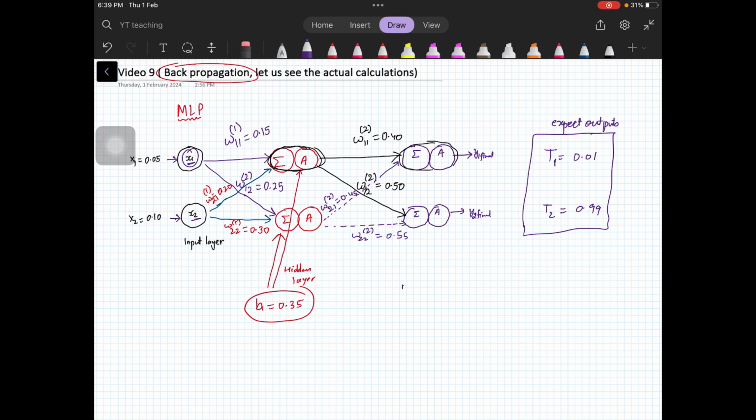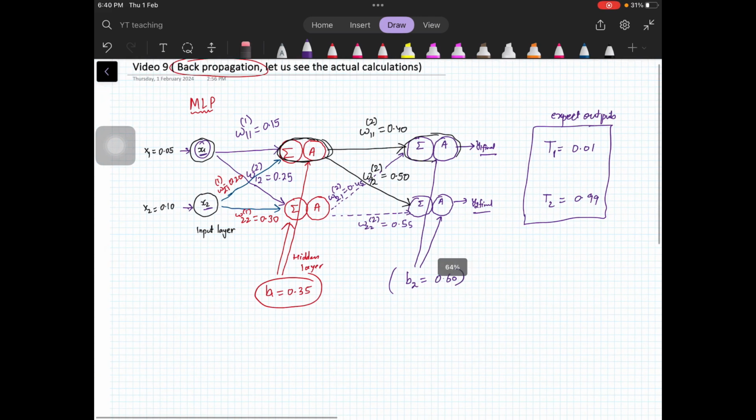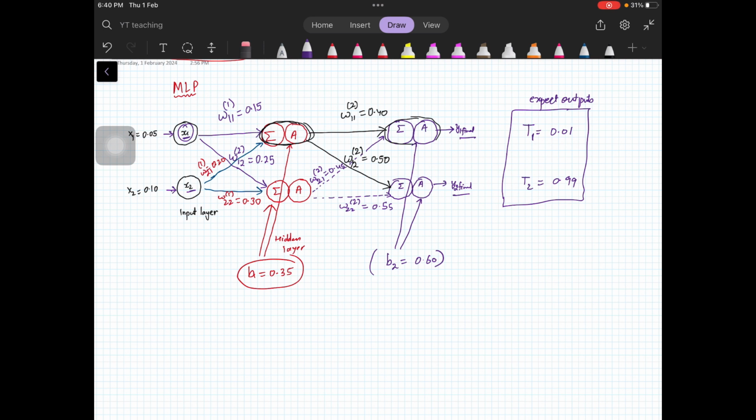And suppose then I have a bias term b2 equal to 0.60, which is going into both these perceptrons, right? And then you are getting your final outputs y1 and y2. Now let us see how you are getting your final outputs.